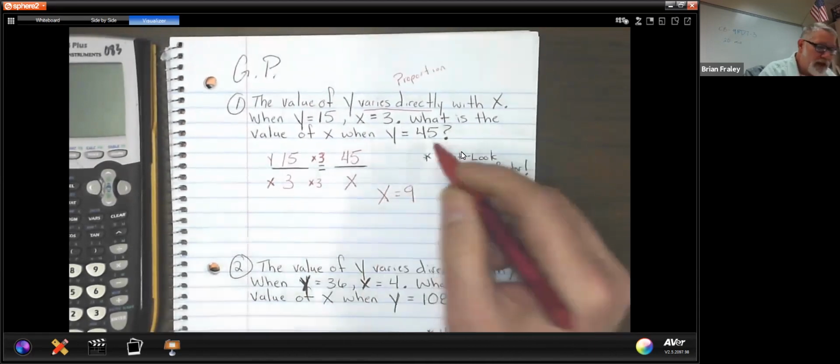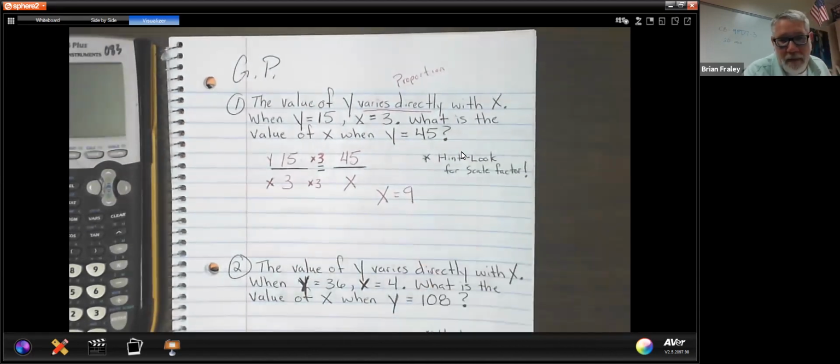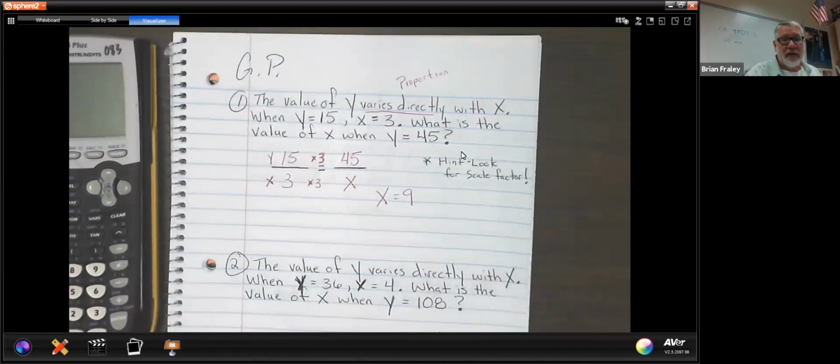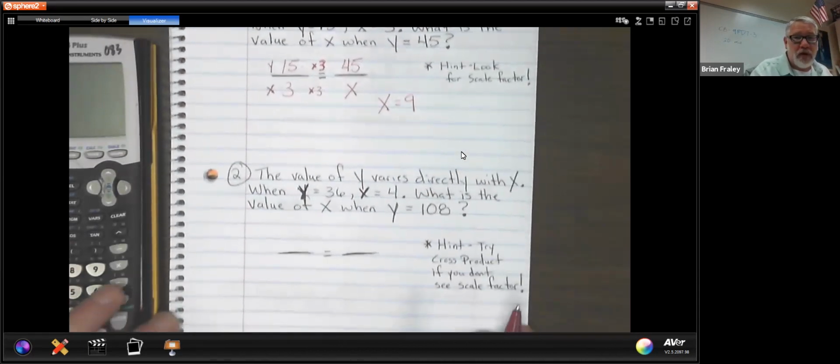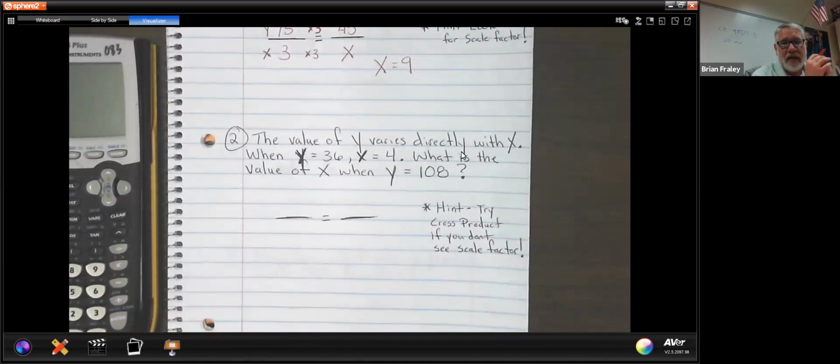So if y is 45, then x has to be 9. Easy when you see the scale factor, okay? Going to number 2. It says the value of y varies directly with x. Again, when y is 36, x equals 4. So what is the value of x when y equals 108?